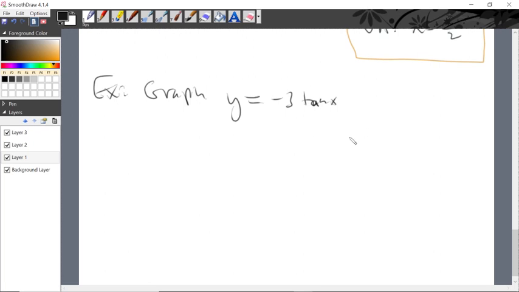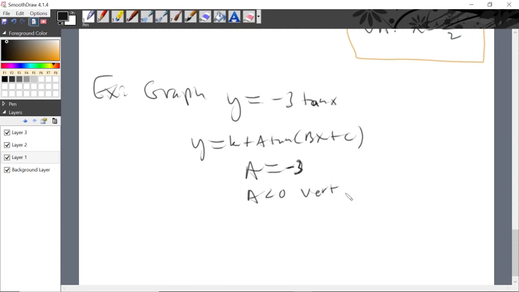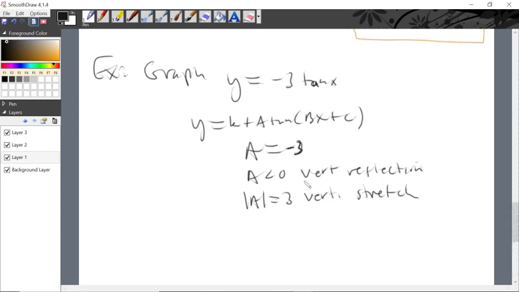So we have the value of a. In this case, if we say y equals k plus a times the tangent of bx plus c, we have a equal to negative 3. If a is negative, then we get a vertical reflection, and the magnitude of a is equal to 3, so we're going to get a vertical stretch. All right, and that's it.